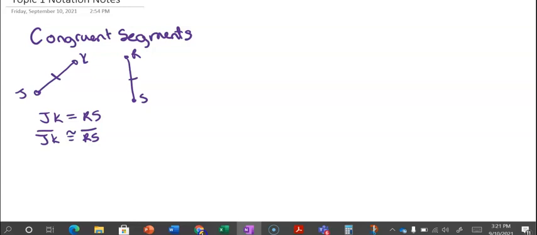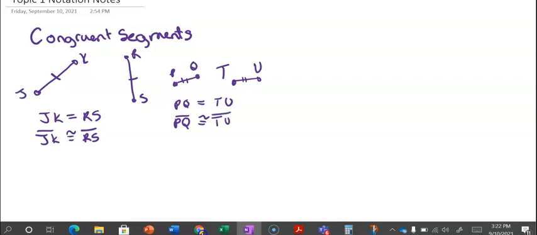Now, what could also happen is maybe I have two more segments. Maybe I have PQ, which is distinctly shorter, and, oops, I already used RS, sorry, PQ and TU, which are distinctly shorter than JK and RS, but also the same as each other. Now I'm going to use two congruent markers. So this means that PQ has equal length to TU, and segment PQ is congruent to segment TU.